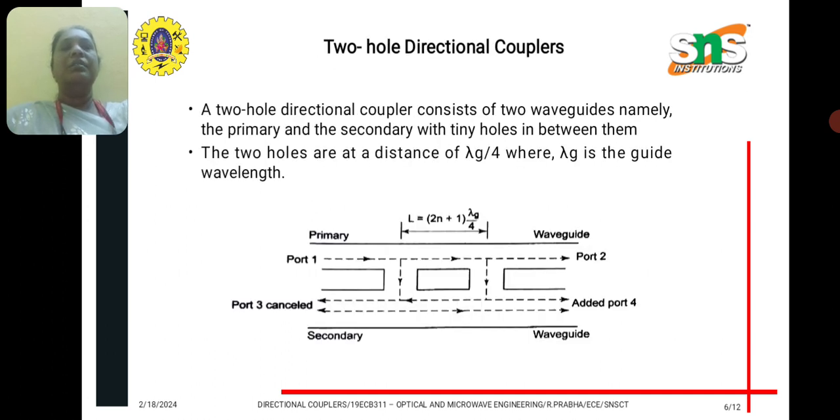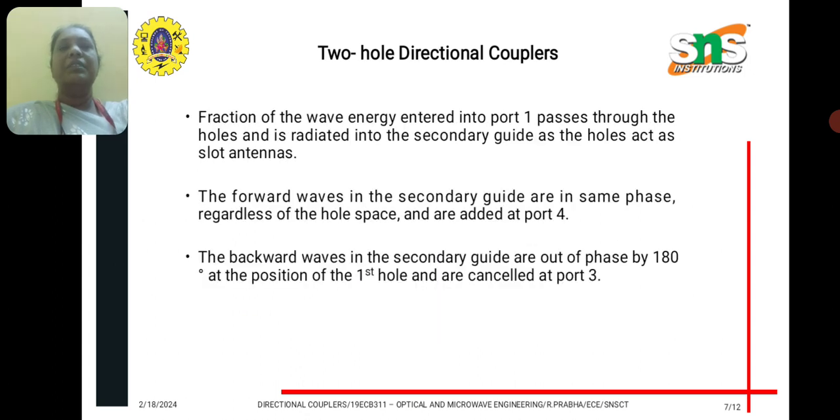In our lab also we have 2-hole directional couplers. A 2-hole directional coupler consists of 2 waveguides, one named the primary waveguide and another called the secondary waveguide, and they have tiny holes in between them. The 2 holes are at a distance of lambda g by 4. Here lambda g is known as the guided wavelength.